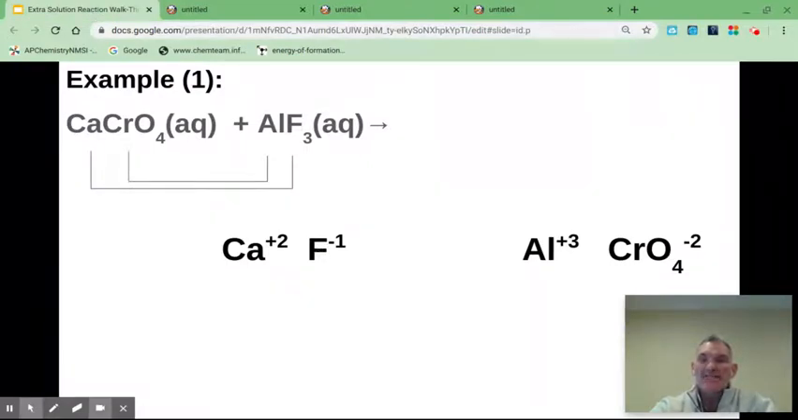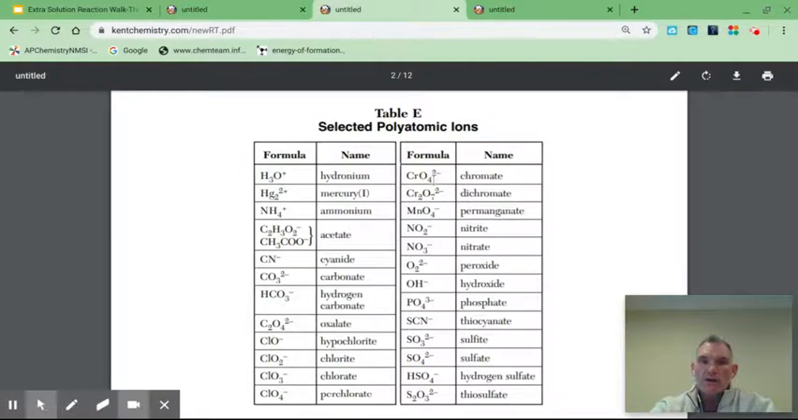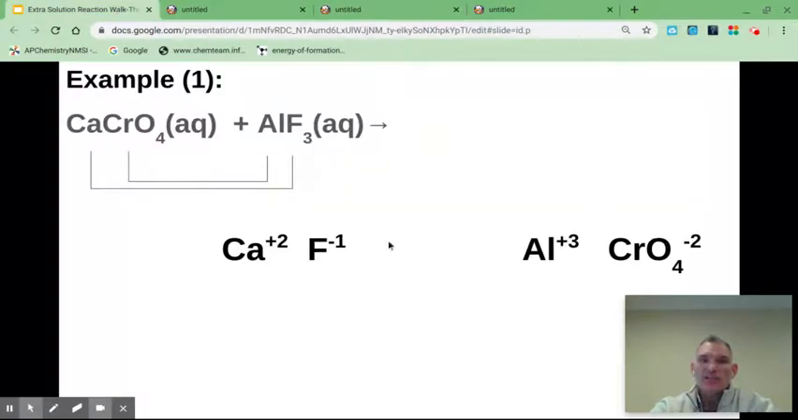CrO4 is a polyatomic ion, so it's not going to be on the periodic table. It's going to be on table E. So if I take a look at table E, CrO4 has a -2 charge. So that's where the charges are coming from on my starting points.